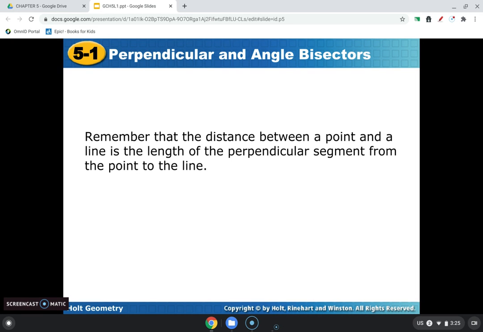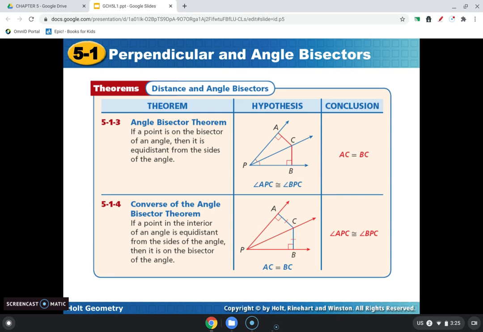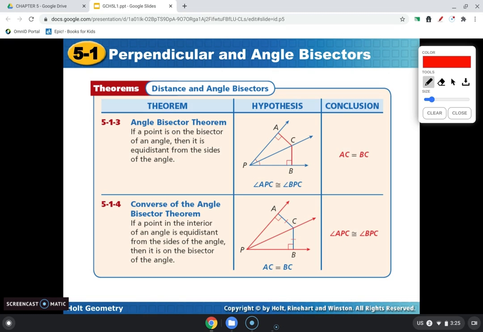All right, remember that the distance between a point and a line is the length of the perpendicular segment from the point to the line. So now we have the angle bisector theorem. If a point is on the bisector of an angle, then it's equidistant to the sides. And then the converse is also true. If a point is on the interior of an angle and is equidistant from the sides of the angle, then that line is the angle bisector. So if you've got an angle bisector, then those two are the same. And if you have those two are the same, then that makes that the angle bisector, the converse.